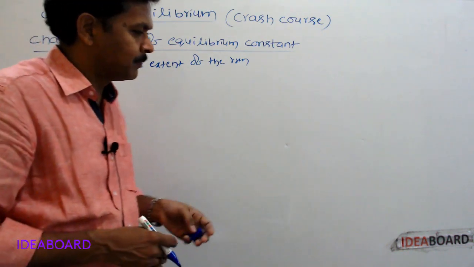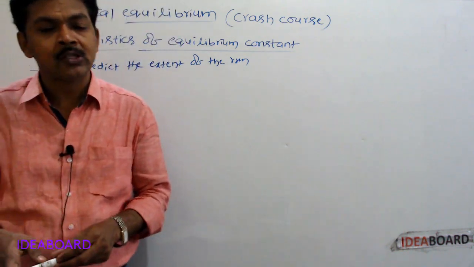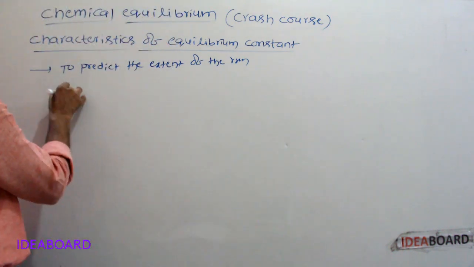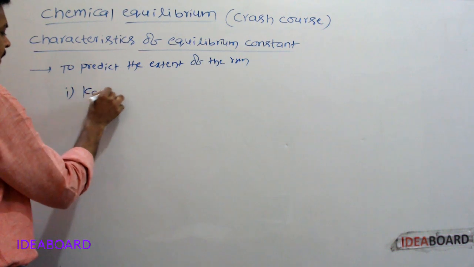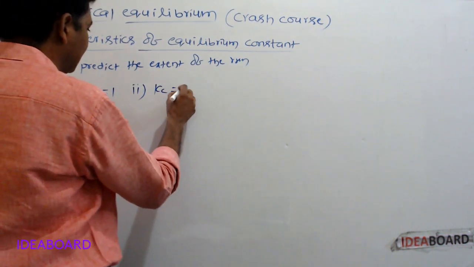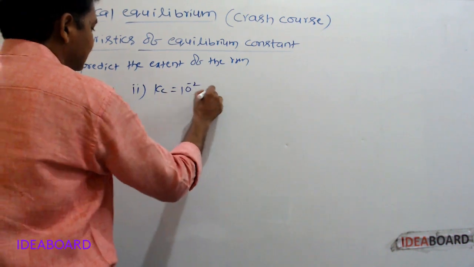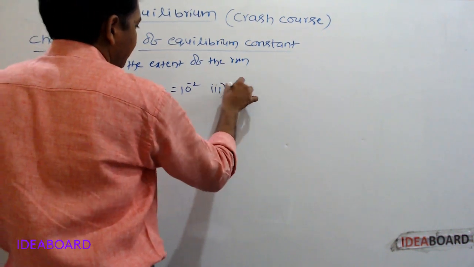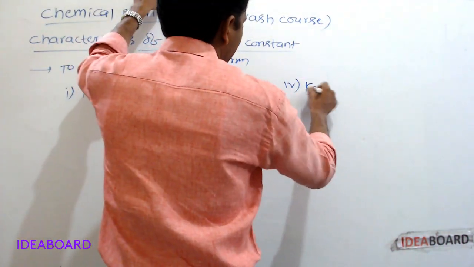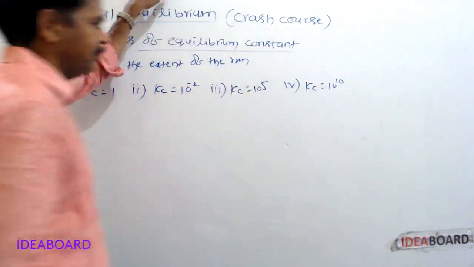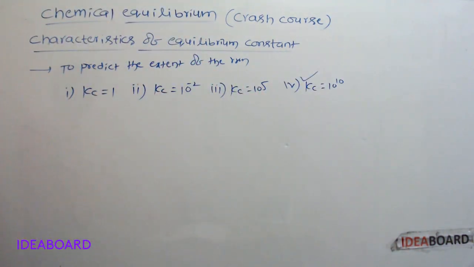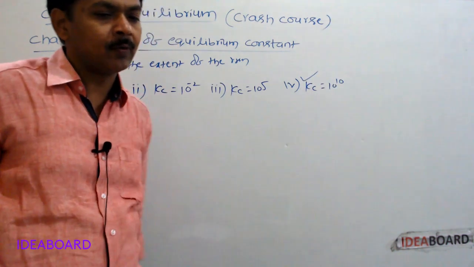I'll ask one simple question. Which of the following reactions goes to more completion? Reaction having Kc value 1, reaction having Kc value 10 power minus 2, reaction having Kc value 10 power 5, reaction having Kc value 10 power 10. It goes to more completion towards product side. Here the Kc value is more.